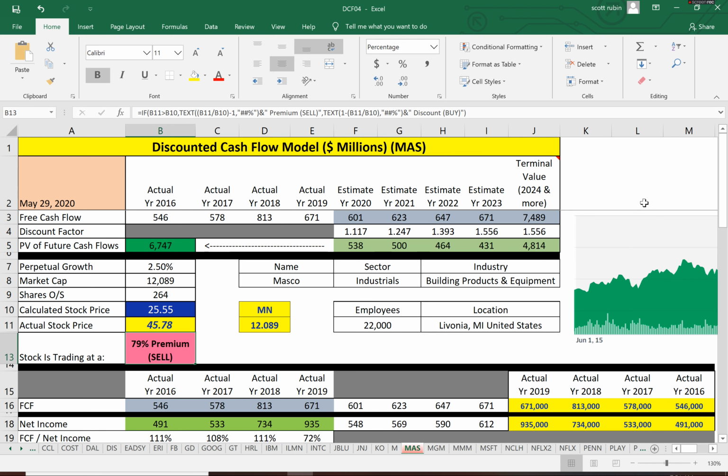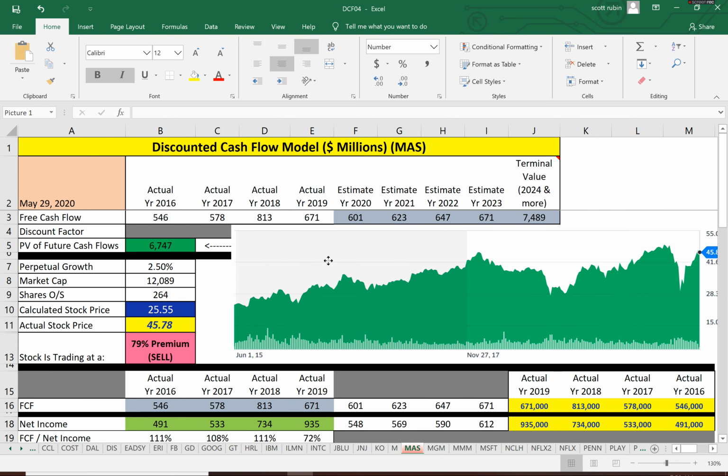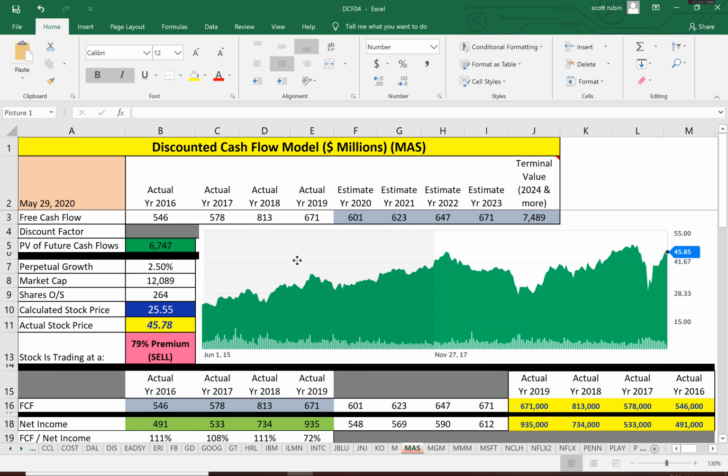So stocks can trade higher or lower than intrinsic value. As you can see, this is trading higher. But the stock price is predicated on supply and demand of the market. So the market is saying the stock is worth more than intrinsic value.